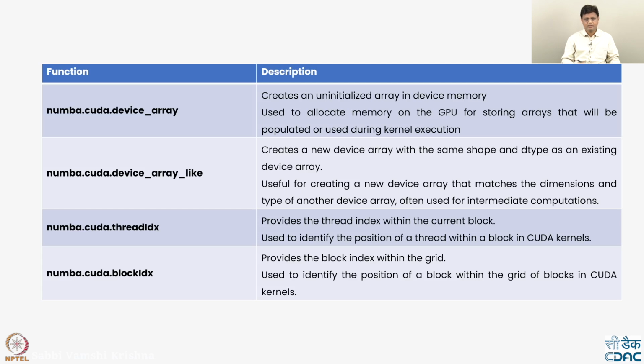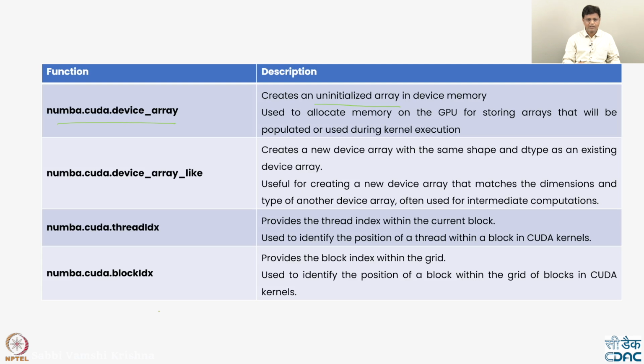Just like the C CUDA programming model, NumPy also provides some functionalities, like numba.cuda.device_array. This is one of the functions. What does it do? It creates an uninitialized array. Earlier we used cudaMalloc in C to declare some array or space in memory. Similarly, this function, provided by NumPy, plays the same role. It is used to allocate memory for storing the array that will be populated or used during the kernel execution.